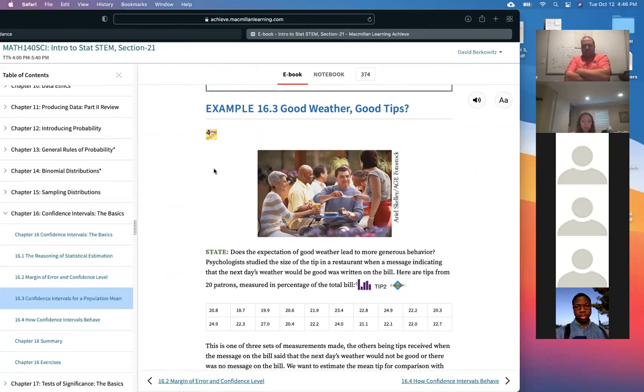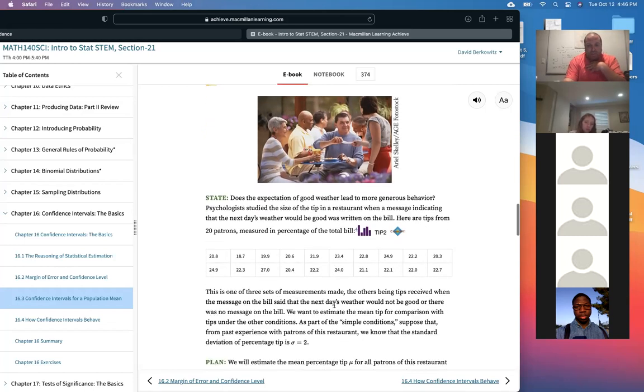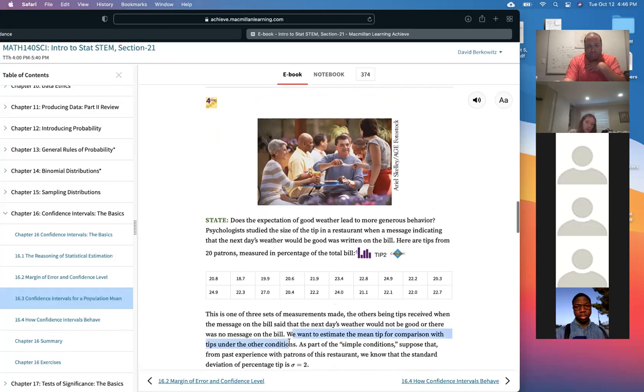Example 16.3, right? It says, does the expectation of good weather lead to more generous behavior? Psychologists study the size of the tip in a restaurant when a message indicating that the next day's weather will be good was written on the bill. Here are tips from 20 patrons measured in percentage of the total bills: 20.8%, 18.7%, 19.9%, and so on. We want to estimate the mean tip for comparison with tips under other conditions, which was not given here.